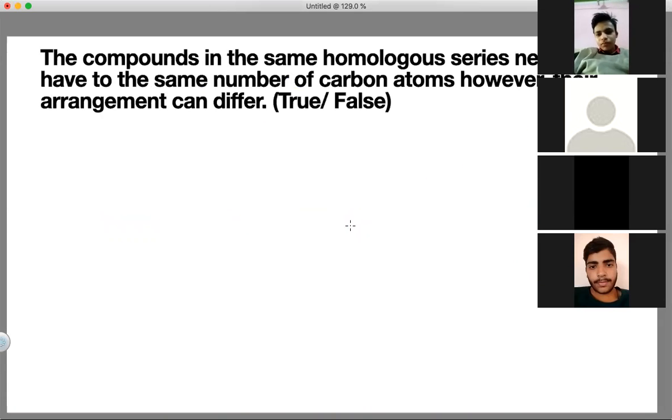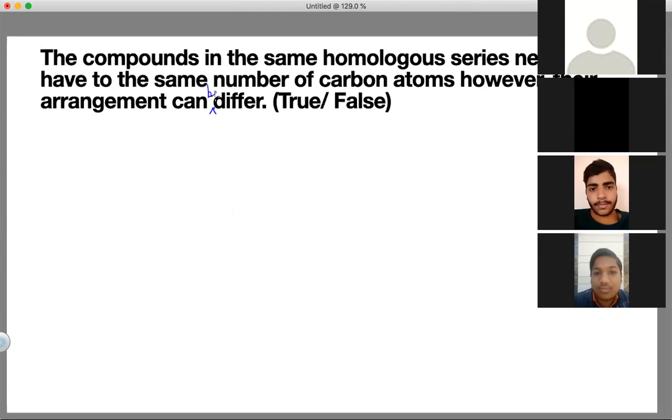The compounds in the same homologous series need to have the same number of carbon atoms. However, their arrangements can be different. True, false? यहाँ पे कीवर्ड है homologous series. So you should know what homologous series are to answer this question.